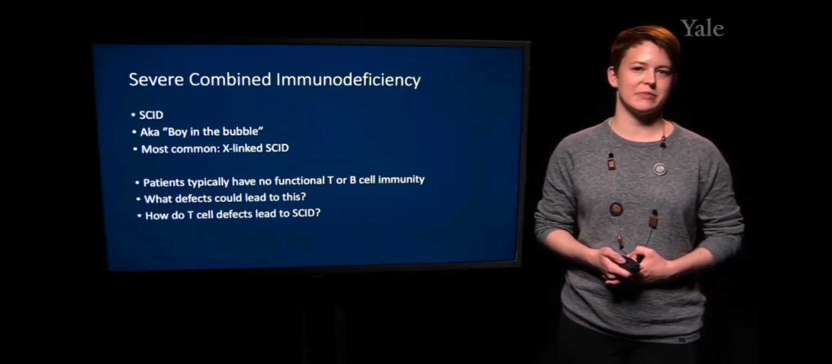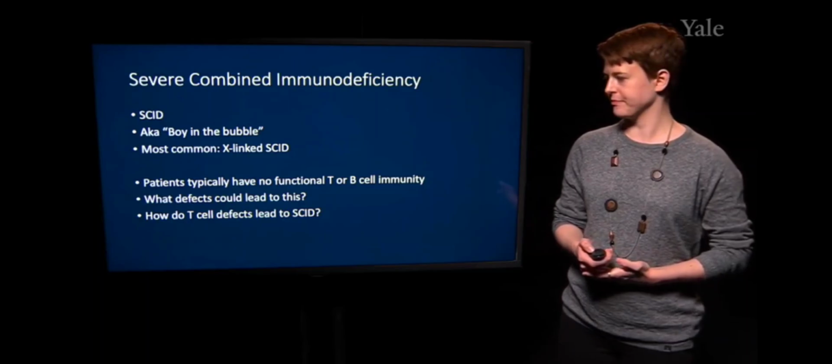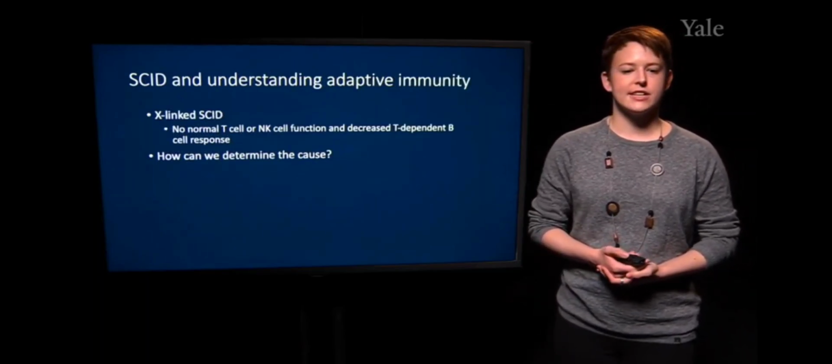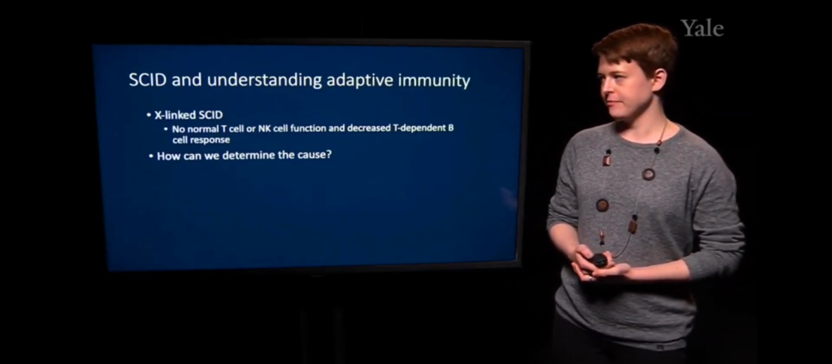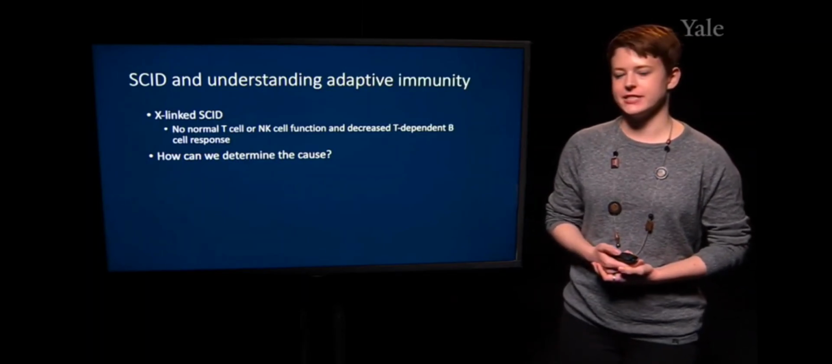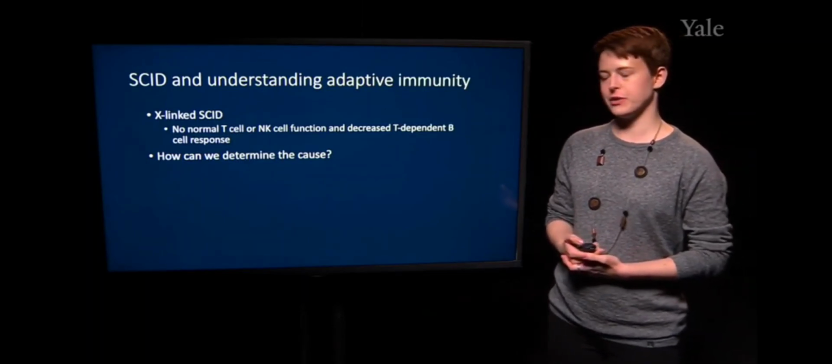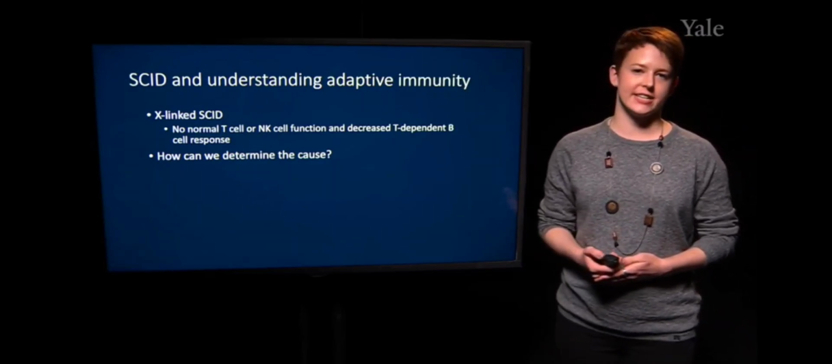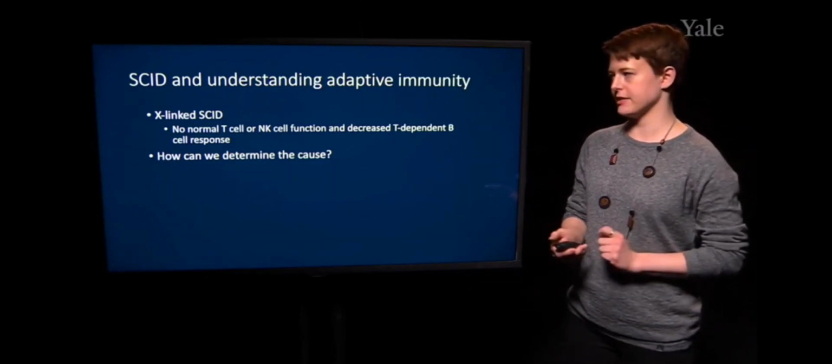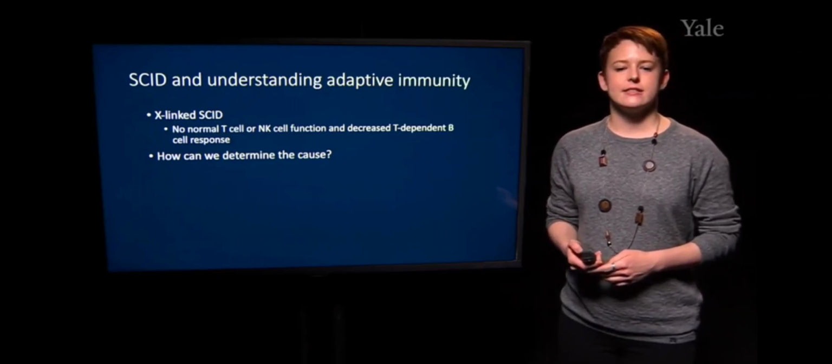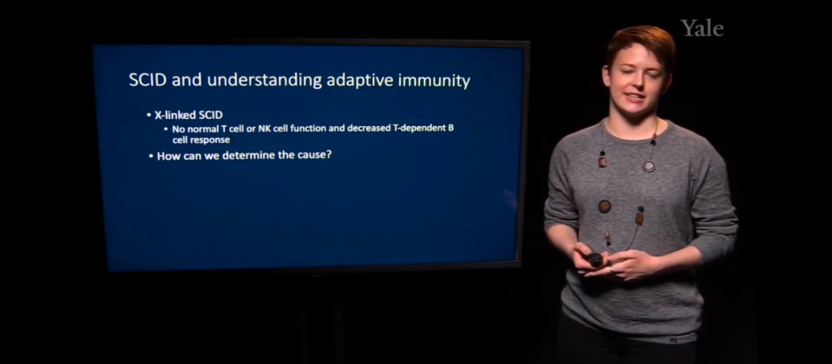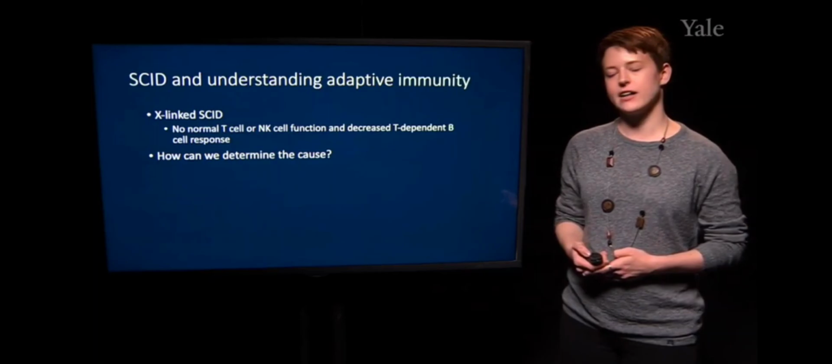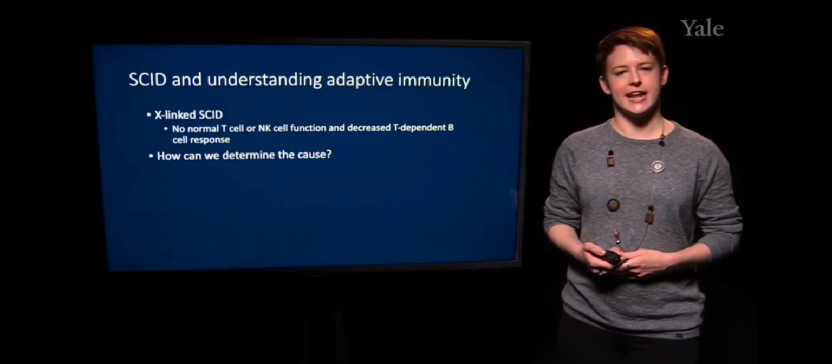And we can see in these patients that they have no normal T cell or NK cell function. And they also have a decreased T-dependent B cell response. So these things initially are pointing to a defect in T cells. So how can we determine what genetic defect is leading to this disease? So we have some data on other immunodeficiencies that we can use to help us.